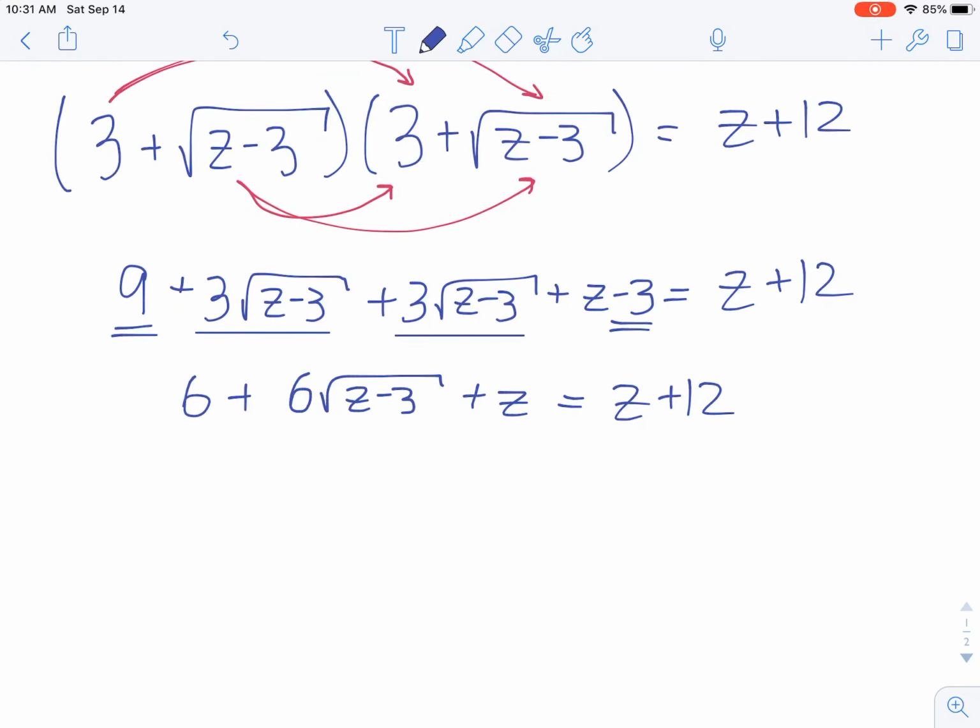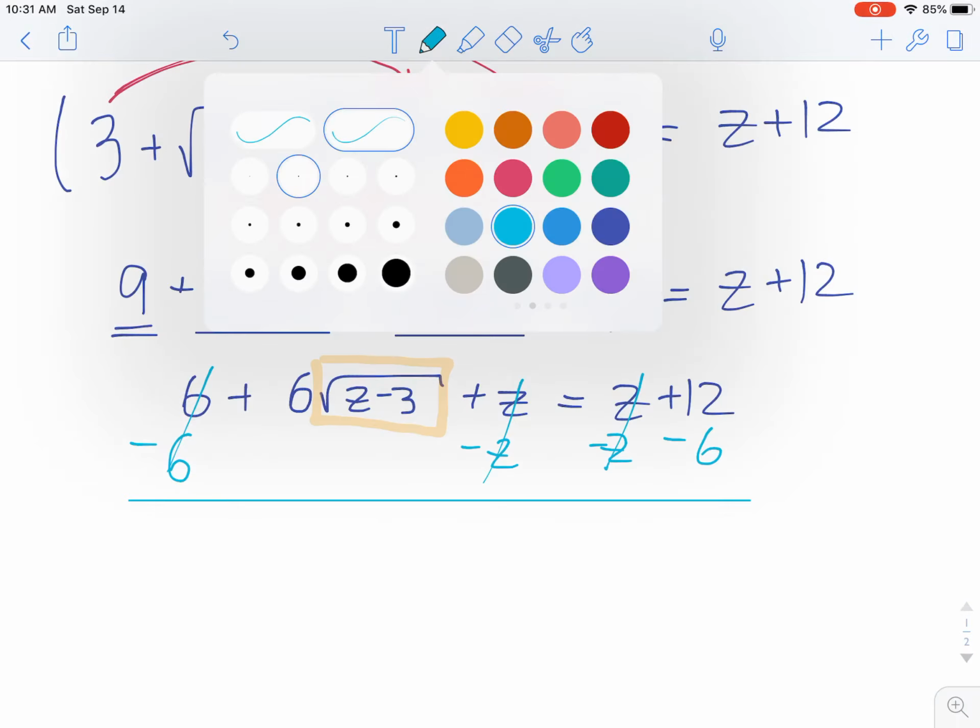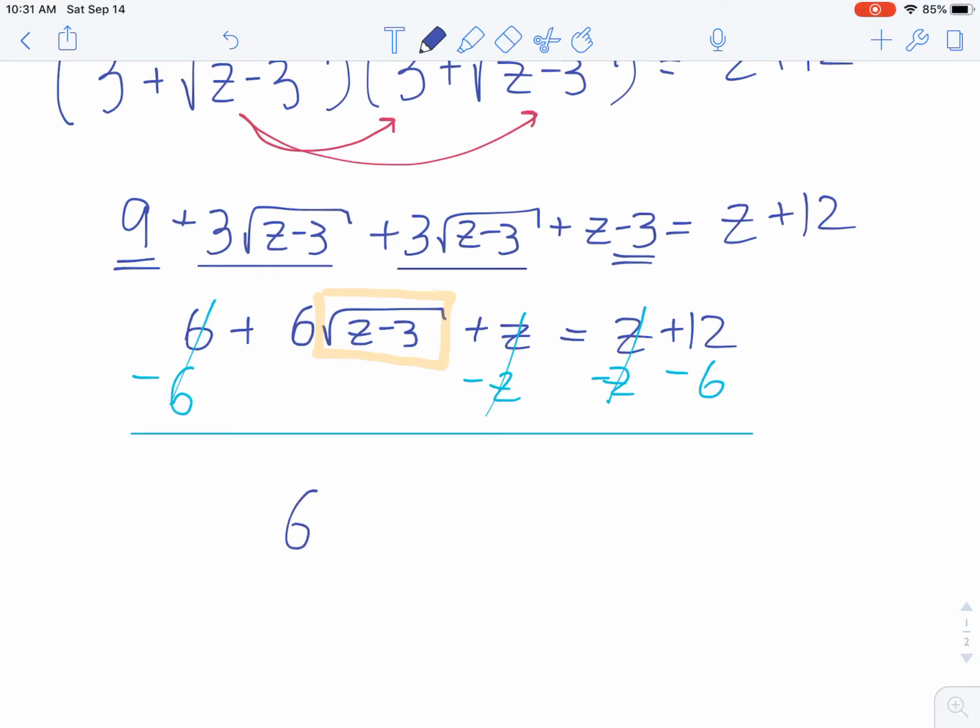And now our goal is to continue to solve this equation, but to isolate just this radical. So we would want to subtract 6 from both sides and subtract z from both sides. So here, the 6 cancels out, the z cancels out, here also the z cancels out, and we are left with 6 radical z minus 3 equals 6.